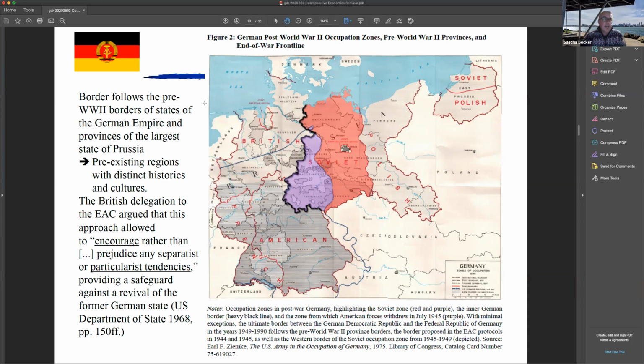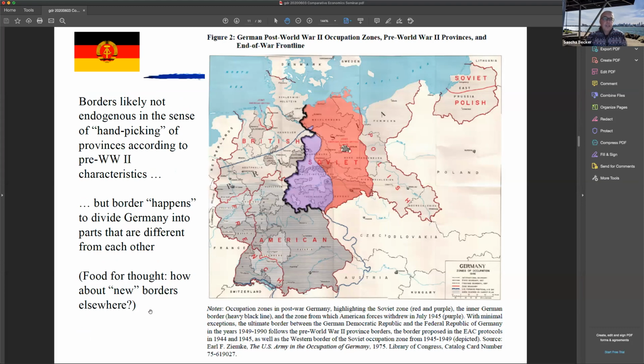Why that? As the US Department of State reported in 1968 about the discussions that were held in the EAC, especially the British delegation was keen that it would be pre-existing states such as Thuringia, Saxony, Hesse, Bavaria, in order to encourage rather than prejudice any separatist or particularist tendencies, so providing a safeguard against the revival of the former German state. So the idea was, if we keep these states intact, then maybe the local pride of the Thuringians, of the Saxons, etc., if anything, would lead to a call to break up and have smaller units, but it would decrease the risk that a German empire in its old form would come back from the ashes.